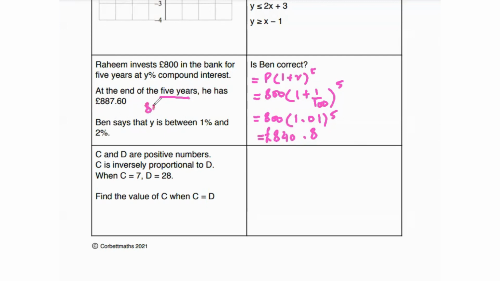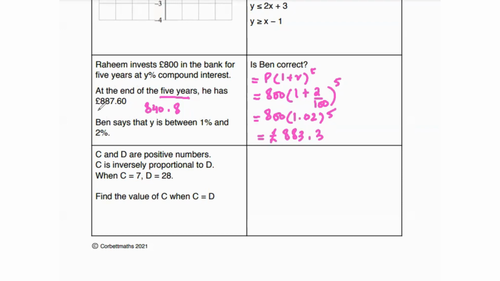Now let's find the compound interest for the other interest rate value. So I'm just going to put 840.8 over here. Now for the other one, our principal amount is going to be the same. Our interest rate is going to be 2 over 100 and time period is still 5. That's going to be 800 times 1.02 to the power of 5, which is 883.3 pounds.